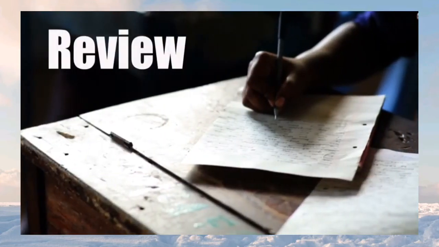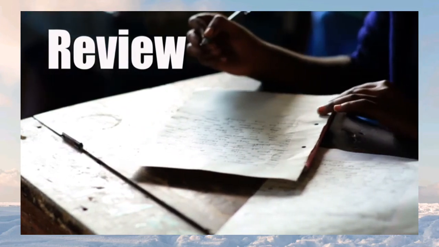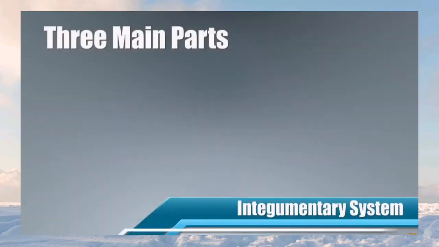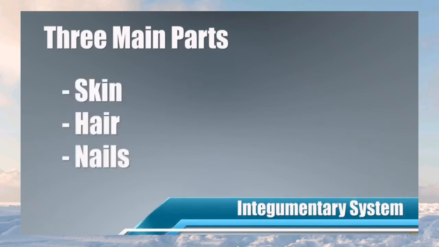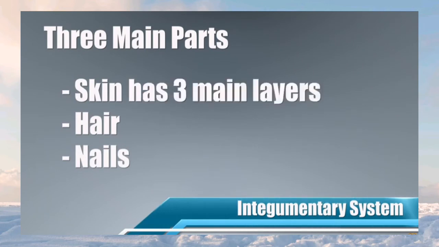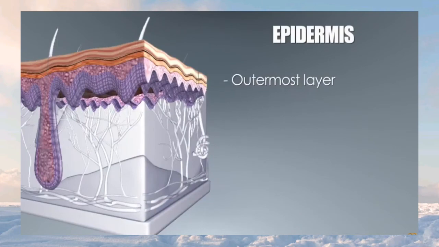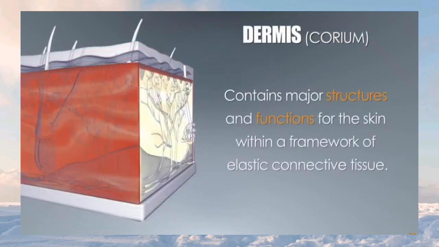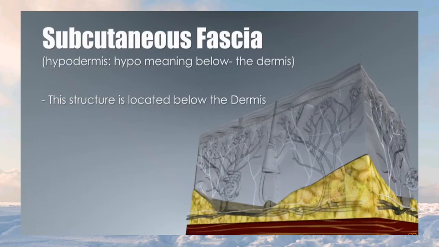Before we conclude part 1 of the integumentary system, let's review. There are 3 main parts to this body system: the skin, the hair, and the nails. And the skin has 3 main layers: the epidermis, which is the outermost layer, the dermis, which is just below the epidermis and contains major structures and functions for the skin within a framework of elastic connective tissue, and third, the subcutaneous fascia, or hypodermis, which is the innermost layer.